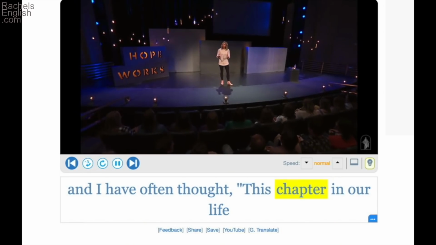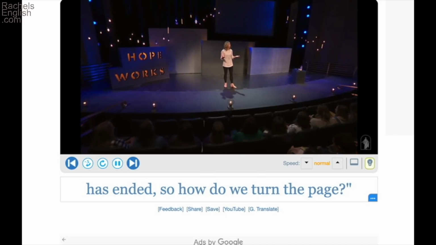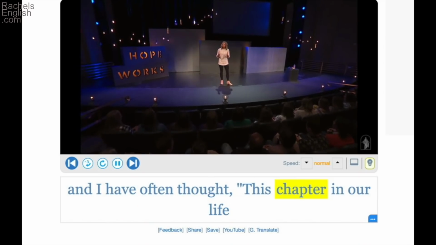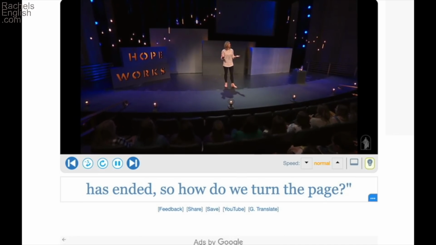Here's another example. This chapter in our life has ended. So how do we turn the page? Now here the word is being used to talk about a period of time. A chapter in your life can be defined by a big change, like the chapter when you were single and the chapter when you were married, or the chapter when you were in graduate school and the chapter when you got your first job.